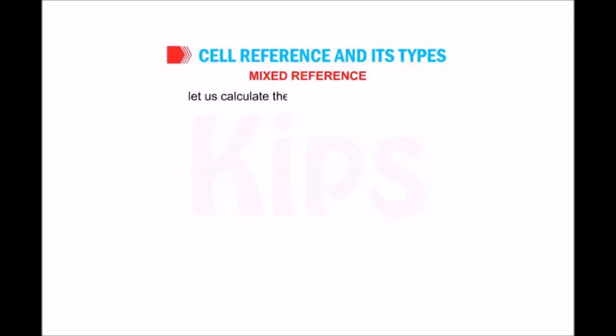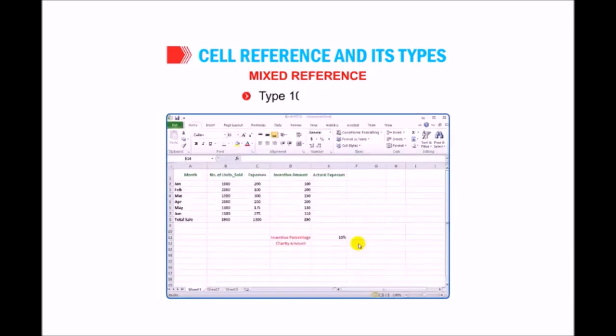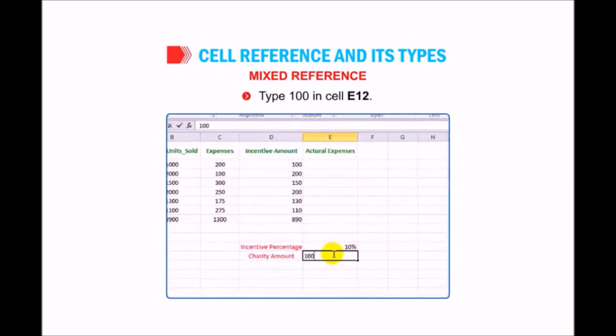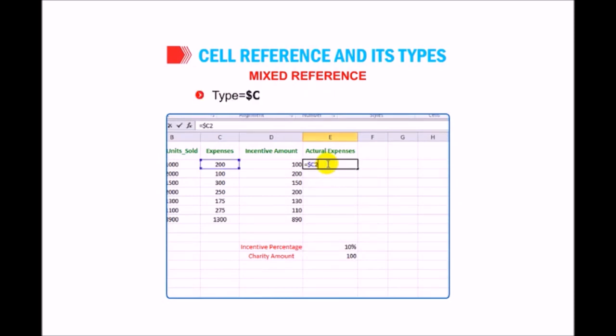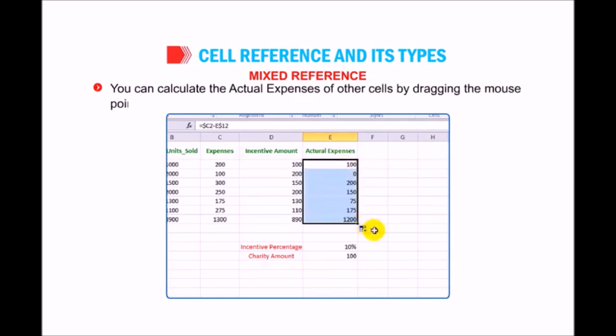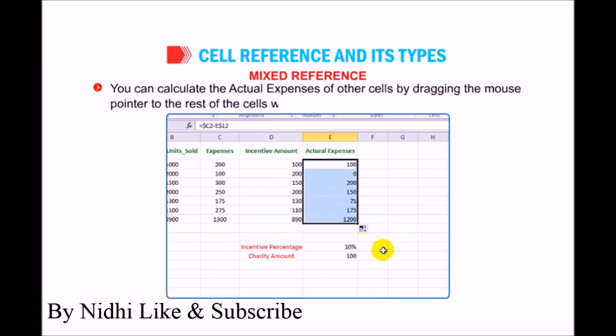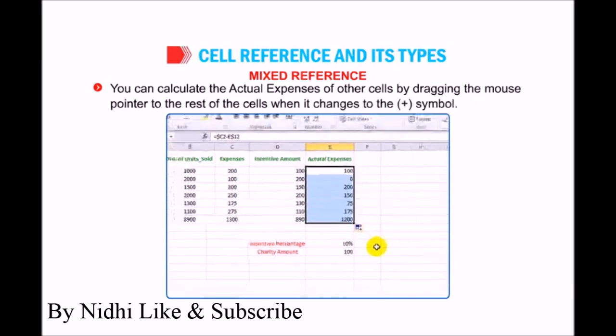Let us calculate the actual monthly expenses. Type 100 in cell E12. Click on the cell E2. Type equal to $C2 minus E$12. Press the enter key. You can calculate the actual expenses of other cells by dragging the mouse pointer to the rest of the cells when it changes to the plus symbol.